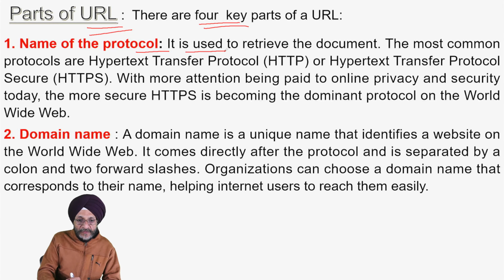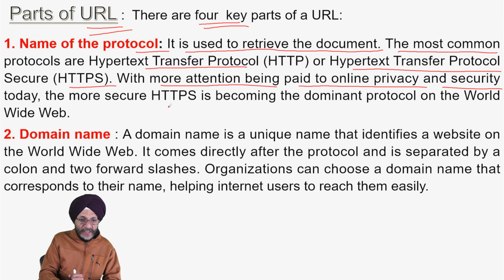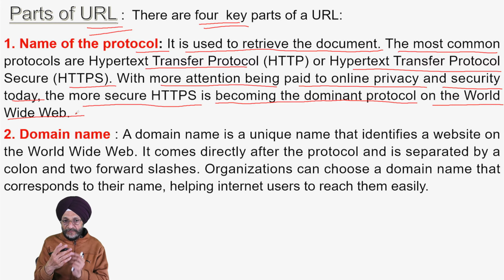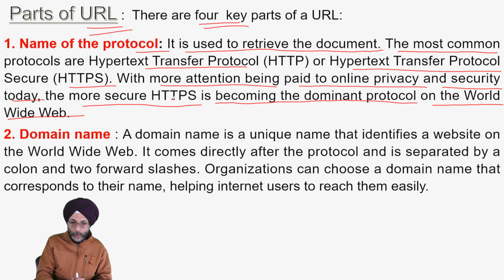Now, the name of the protocol is used to retrieve the document. The most common protocols are HTTP or HTTPS. With more attention being paid to online privacy and security today, the more secure HTTPS is becoming the dominant protocol on World Wide Web. Whenever you open a website, you can find that most of the time it starts with HTTPS.